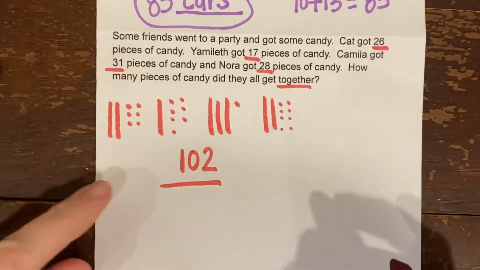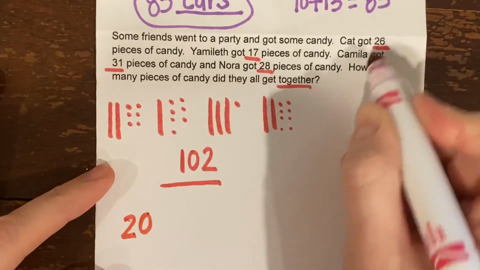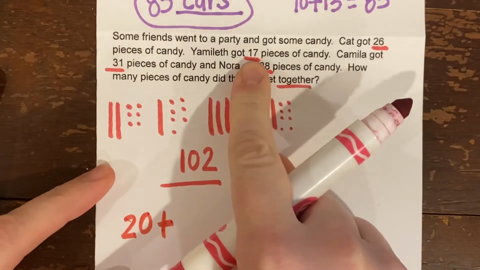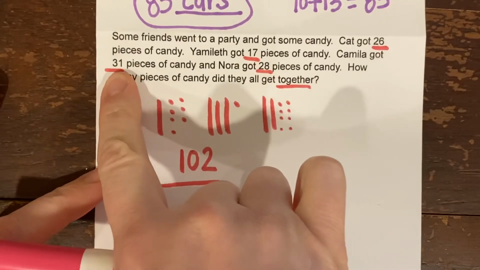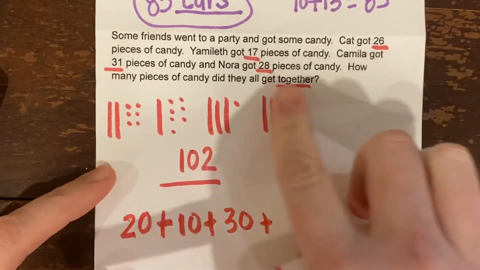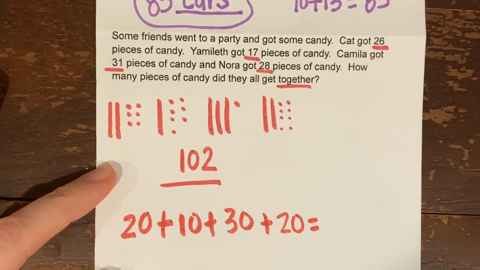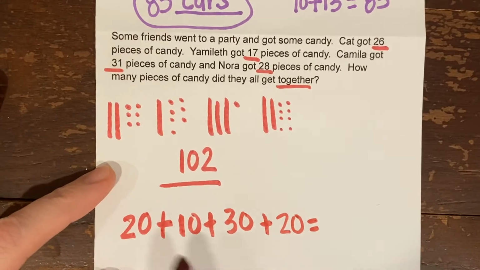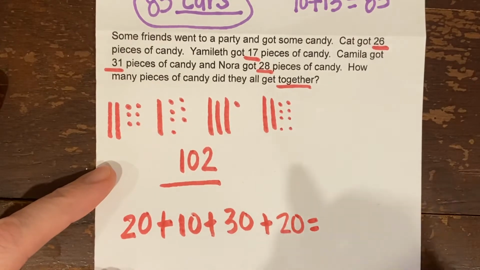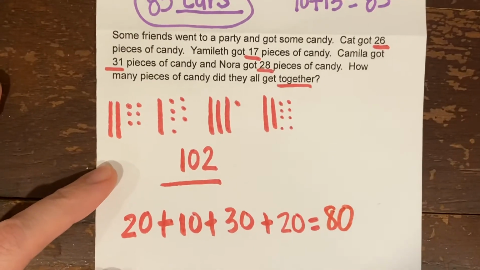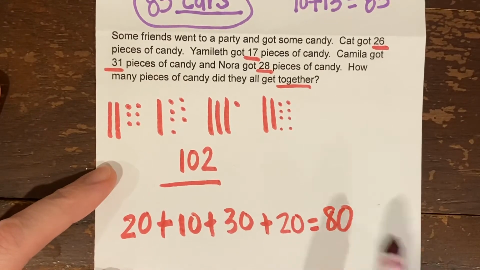Okay, now another way we would do it is looking at adding the 10s and then adding the 1s. So we could go through and look at 26, and we could say the 2 stands for 20. So 20 plus 10 plus 30 plus 20. Go through and add those together. Again, you can add in any order. 20, 30, 40, 50, 60, 70, 80. Okay, you could say 20 and 10 is 30, 30 plus 30 is 60, 60 plus 20 is 80, however you want to do it.